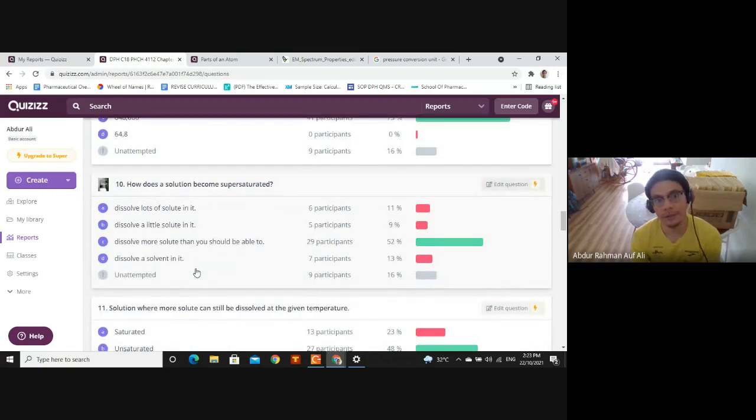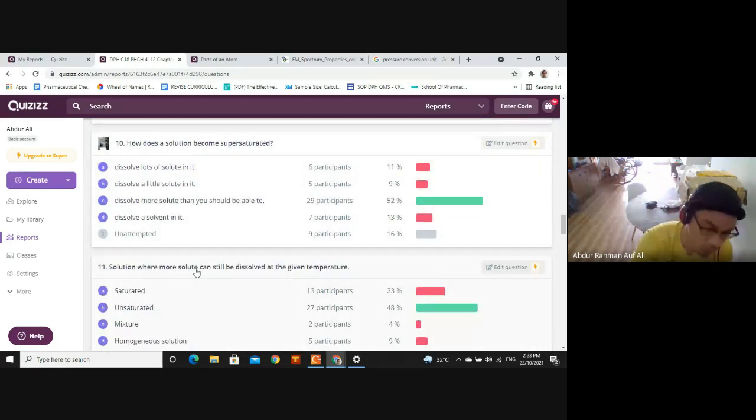Next question, how does a solution become supersaturated? So now we are moving from measurements into solutions. You have to remember, we have three types of solutions that we discussed in this chapter: saturated, supersaturated, and unsaturated. In this question, they ask how does a solution become supersaturated. So you have to know what supersaturated means. Supersaturated means a solution that contains more solute than it could have dissolved without the help of an external force. In this case, I mean things like an increase in temperature or an increase in pressure.